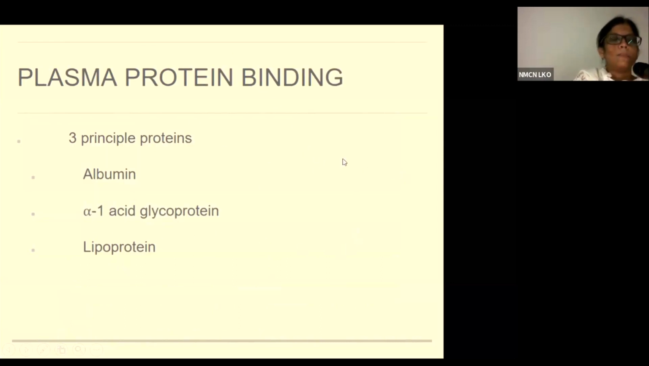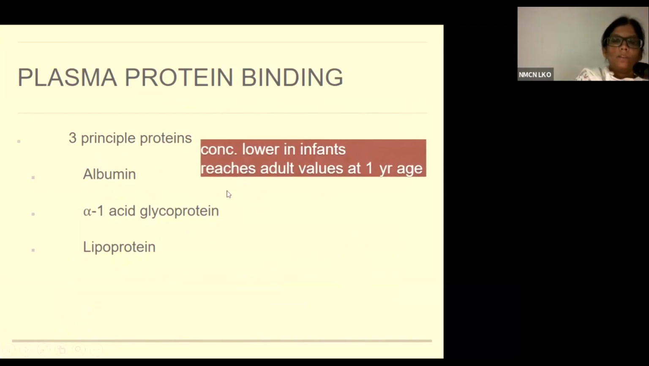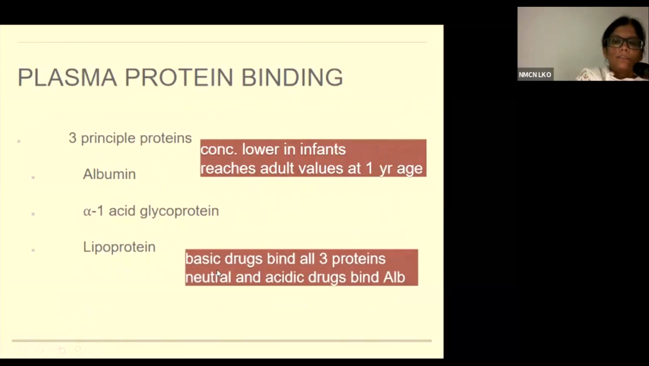Further, there are three plasma proteins which principally affect the plasma protein binding of drugs, namely albumin, alpha-1 acid glycoprotein, and lipoprotein. These concentrations are lower in infants, and reach the adult value by around 1 year of age. The basic drugs bind all three proteins, while the neutral and acidic drugs bind only to albumin.